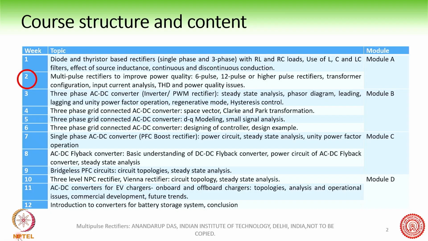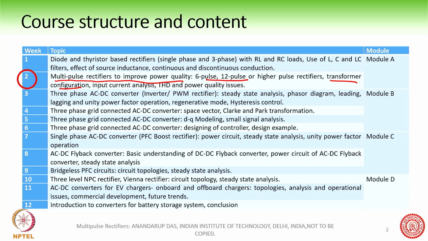If we see the total course structure, we are in week 2 and we are going to primarily look into this aspect today: 6 pulse and 12 pulse rectifiers, different types of transformer configuration, and also the input current analysis. We have already covered the THD and power quality issues in the previous lecture, and we are going to focus more on one of the solutions today to improve the power quality issue.